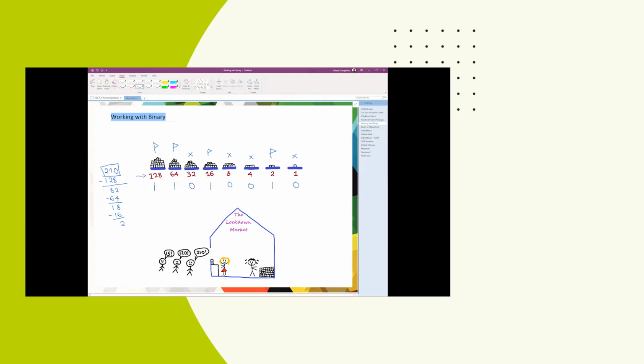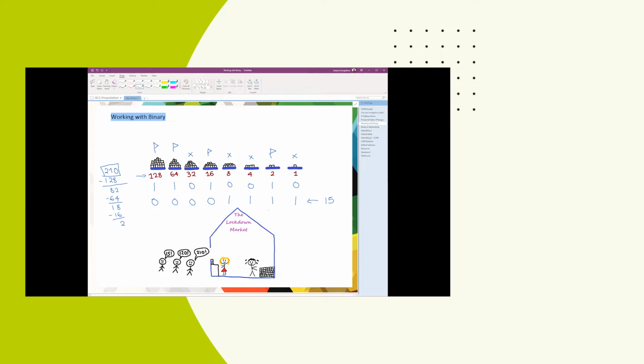So the customer who needs 15 boxes, no flags here, so it's a 0, no flags here, 0, no flags here. He will put a flag here, so 8 plus 4, another flag here, so it's 12 overall, plus another 2, 14, plus 1, 15. So the decimal 15 is 4 ones in binary. And that's how binary works.